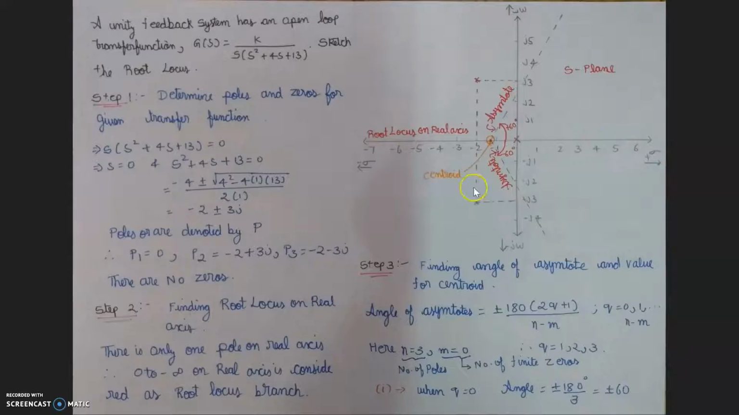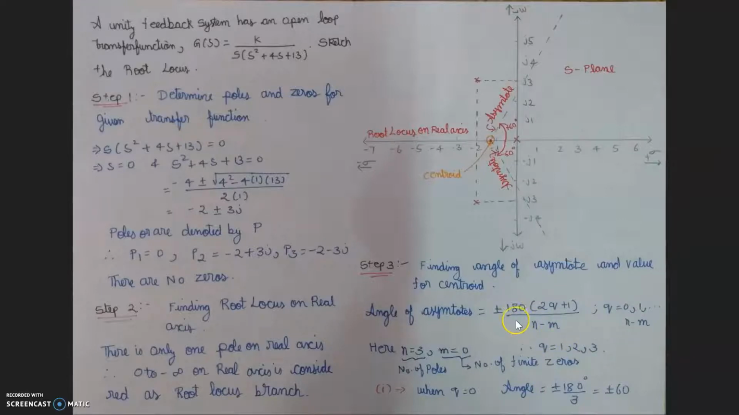Actually, this is the S-plane, where the x-axis is the real axis and the y-axis is the imaginary axis, where the real symbol is sigma and the imaginary symbol is j omega, and the total thing is called the S-plane. After representing these three poles on the graph, we go to the next step, step 3, to determine the angle of the asymptote.